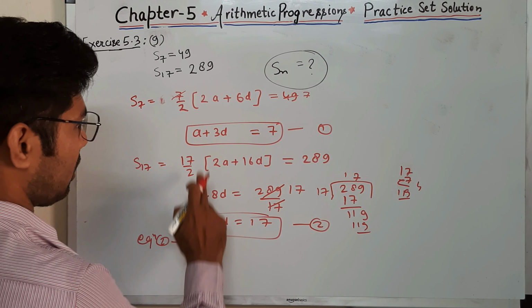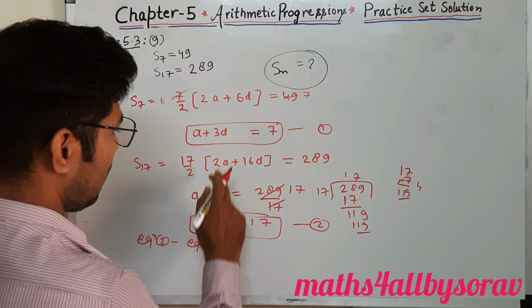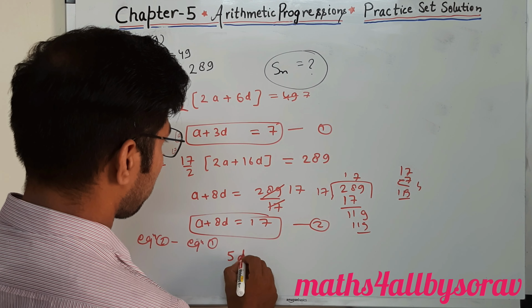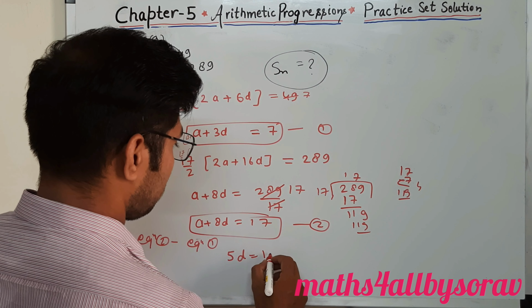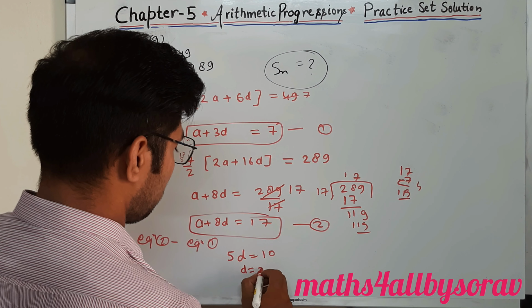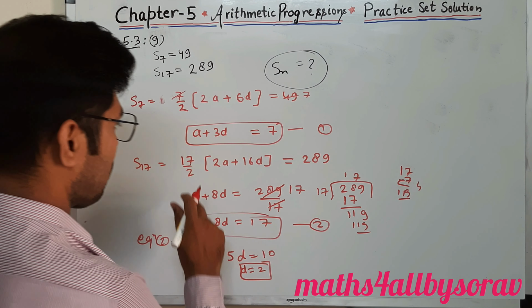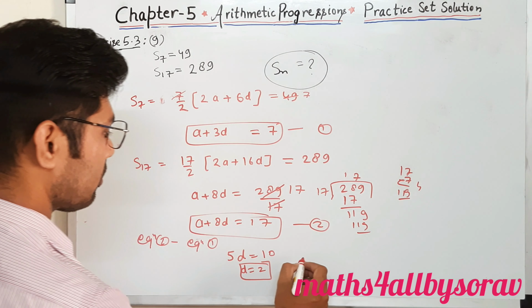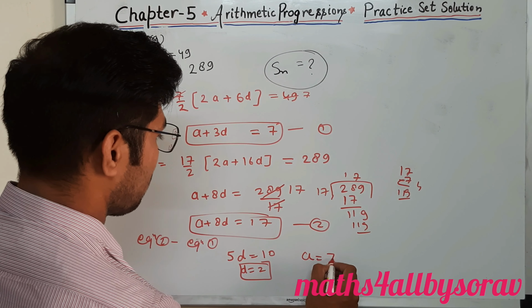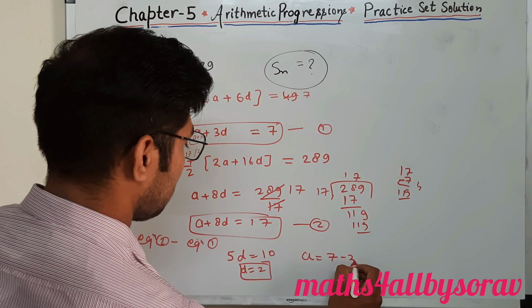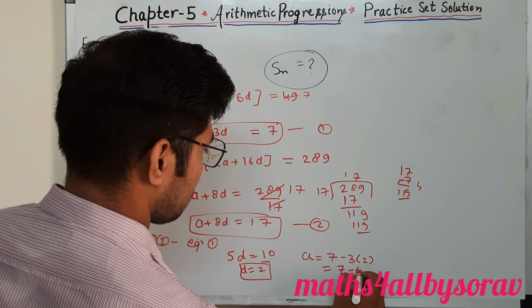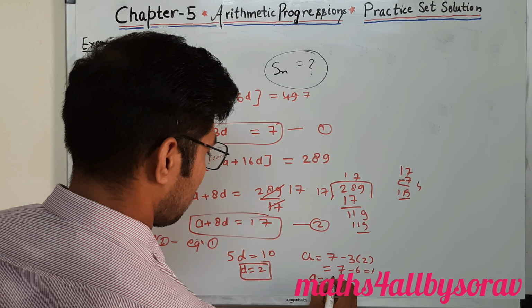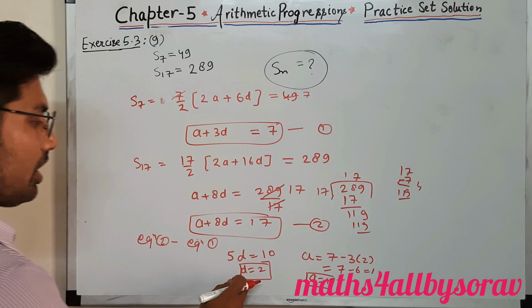You will get a cancelled with this one. 8d minus 3d will be 5d, 17 minus 7 will be 10. d will be 2. Okay, we can find the value of a now. a is equal to 7 minus 3d, d is 2, so a will be 1. a is 1, d is 2.